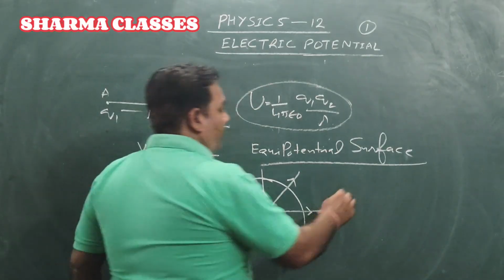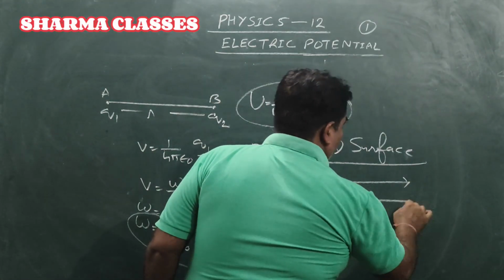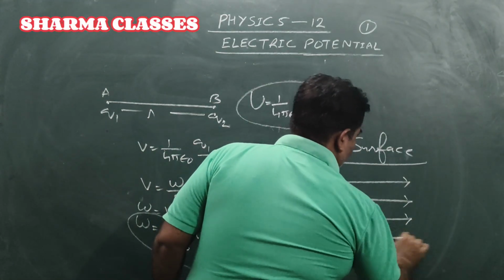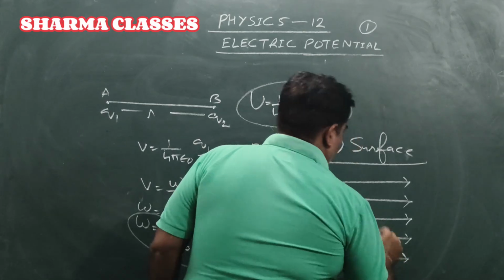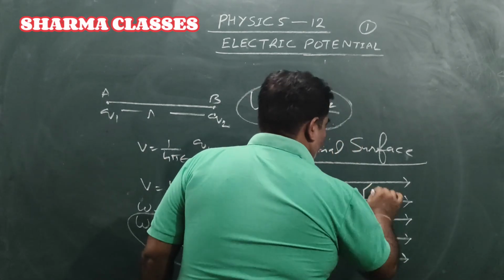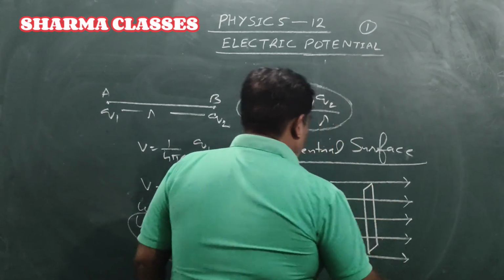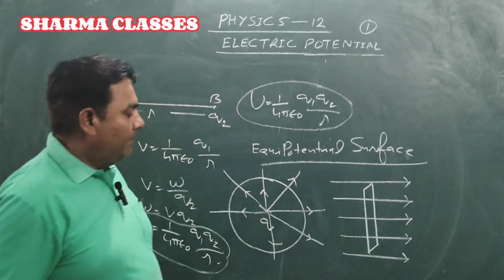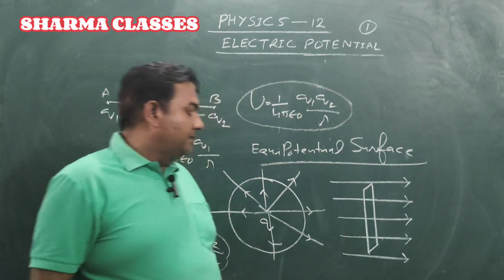When the electric field is uniform, the equipotential surface is a plane. When the electric field is non-uniform, the equipotential surface is spherical. When the electric field is uniform, the surface is a plane.